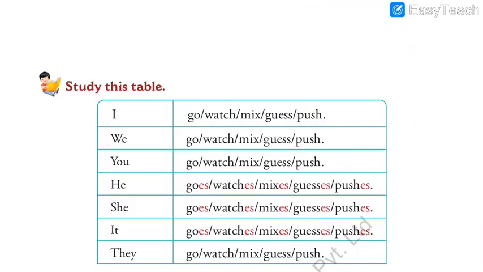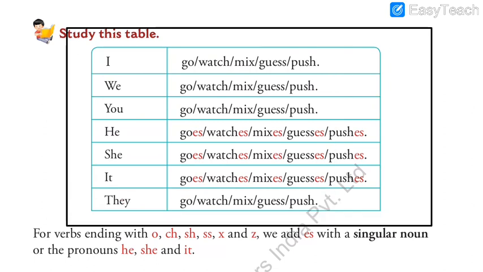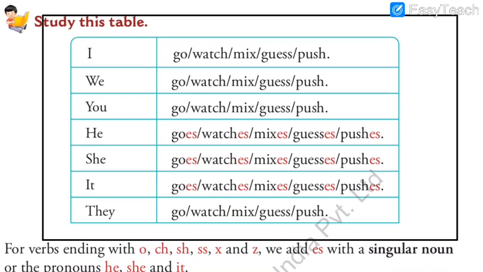Let's move on. If you can study the next table, if you can observe it very carefully, I go, I watch, I mix, I guess, I push. So with I, we did not add S or ES, correct? Because the I was an exception. Though it is a singular, we do not use S or ES.